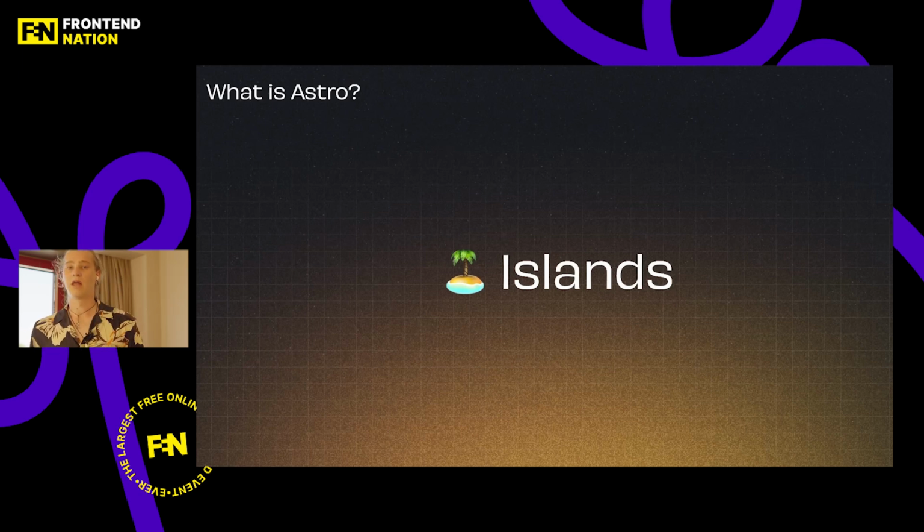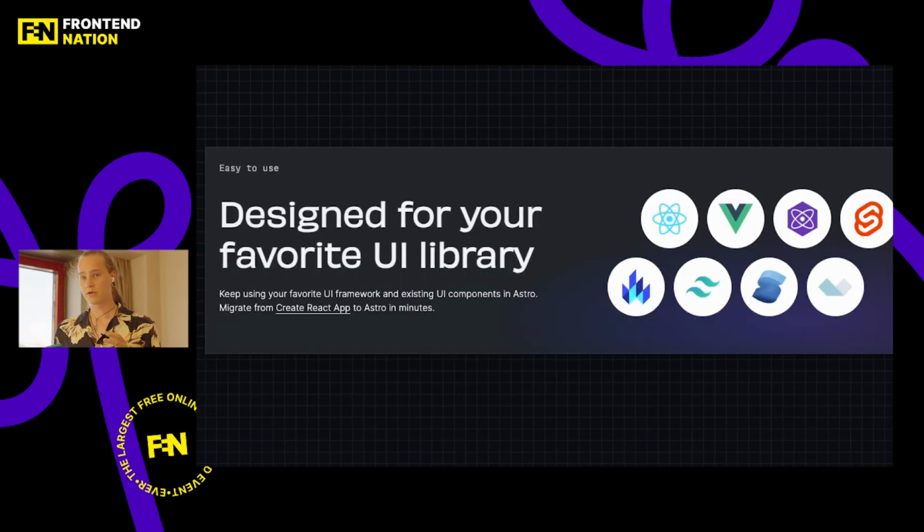So this concept we call islands, since every island is an interactive island, or an island of interactivity. Now, the cool thing is that with Astro, you can use any component library you like. For instance, if you want to use shadcn with React, you can totally do so. You want to use Kobalte with Solid, you can do so. If you want to use Svelte or Vue, you can totally use them.